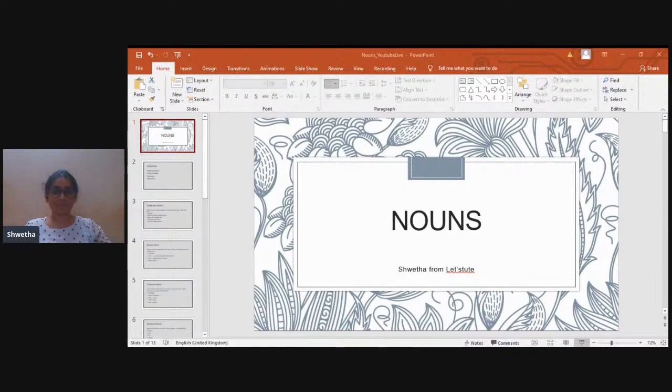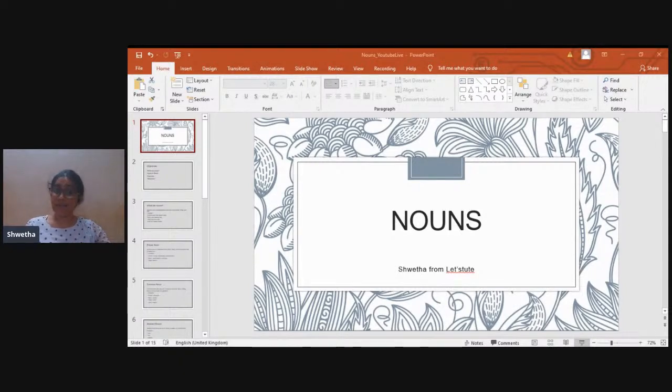What are nouns? Nouns are vast. They're also the simplest part of grammar. A noun is a word or word group that is used to name a person, place, thing, or idea. So now imagine how many nouns we would have in the English language.